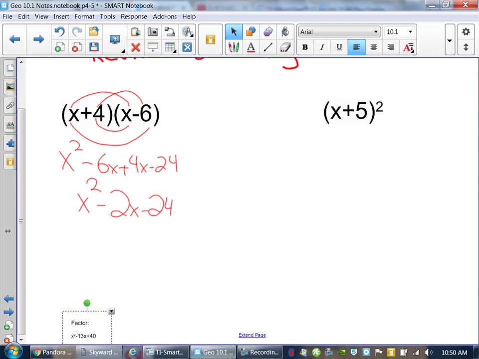Nothing has changed from algebra. You're just going to see a lot more of this style as we get into circles. Circles are really big.